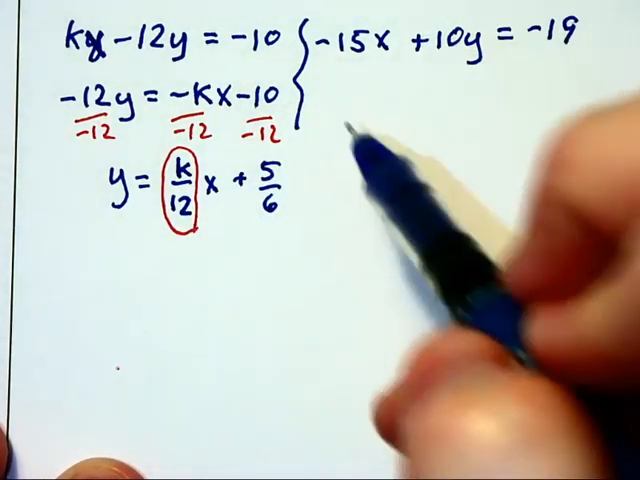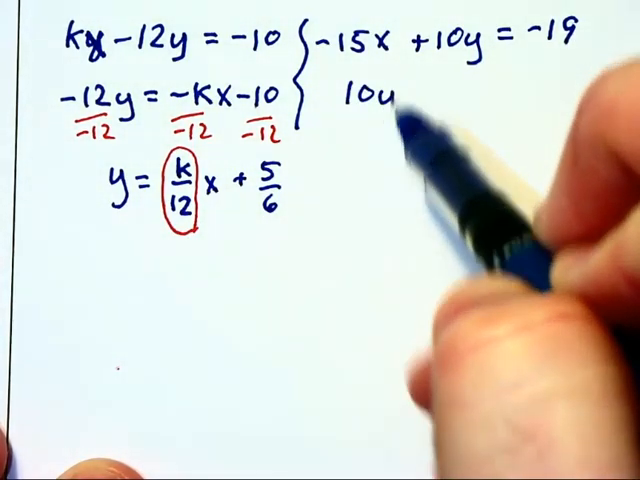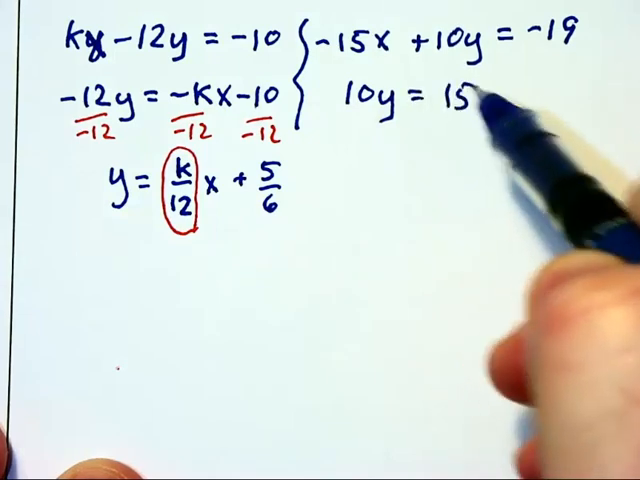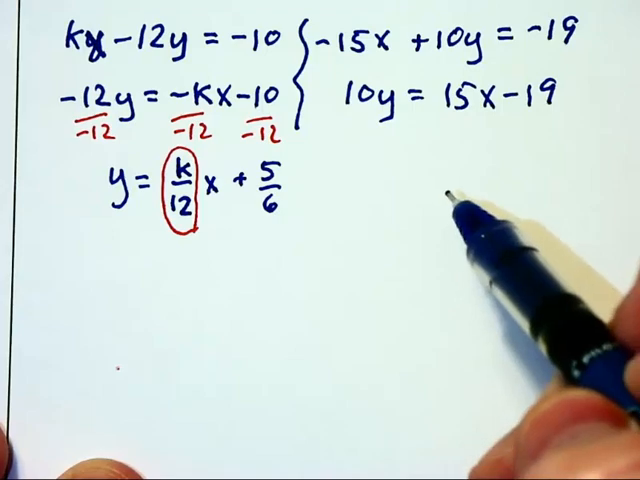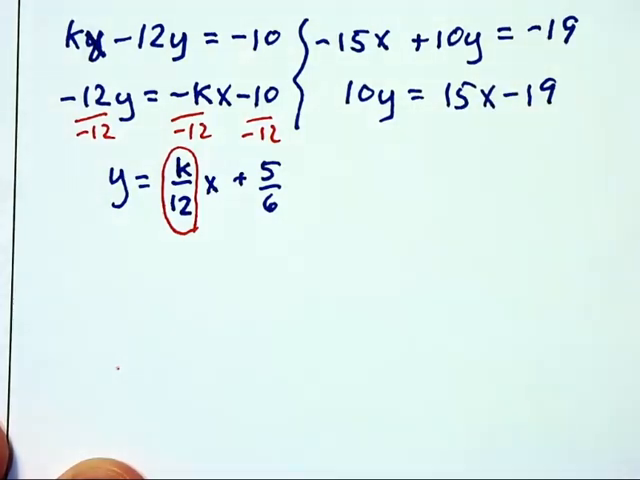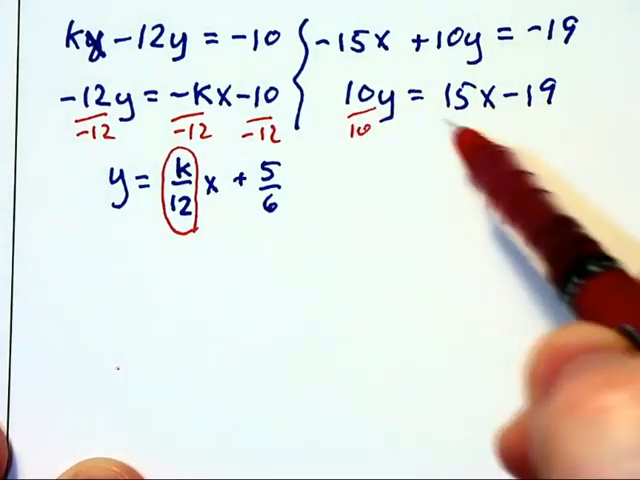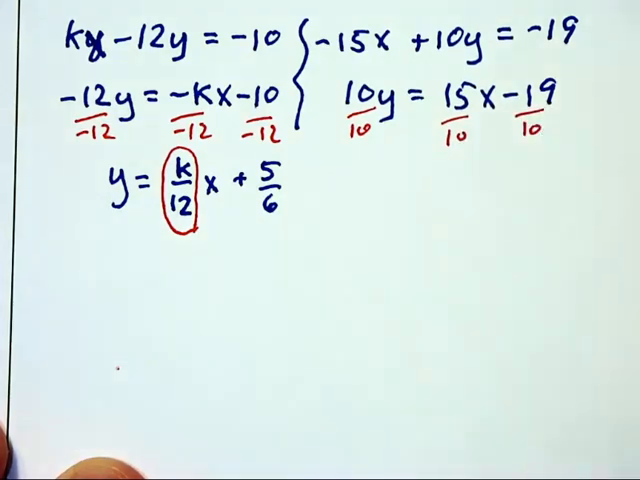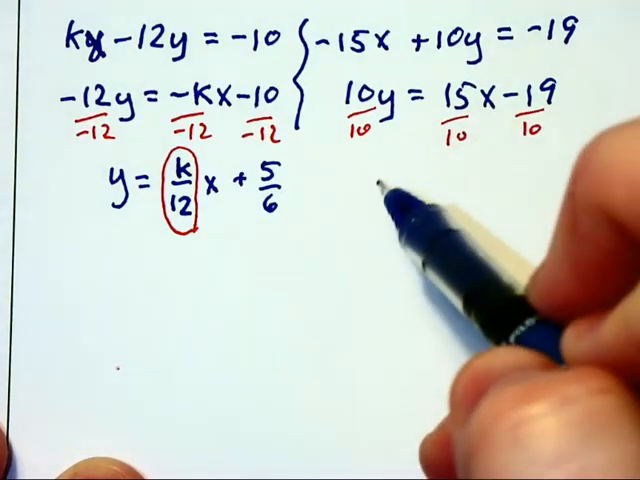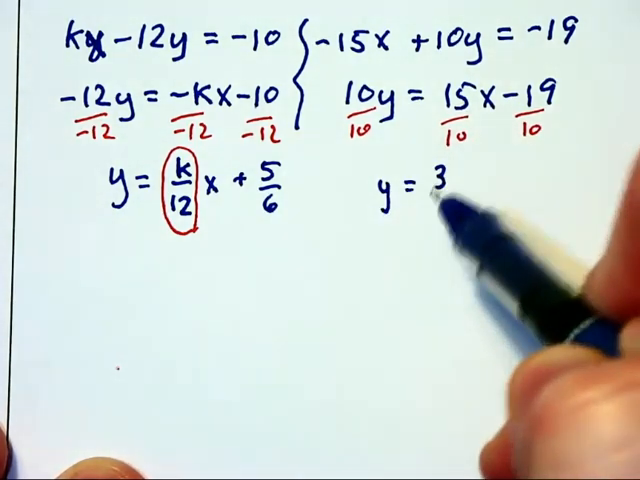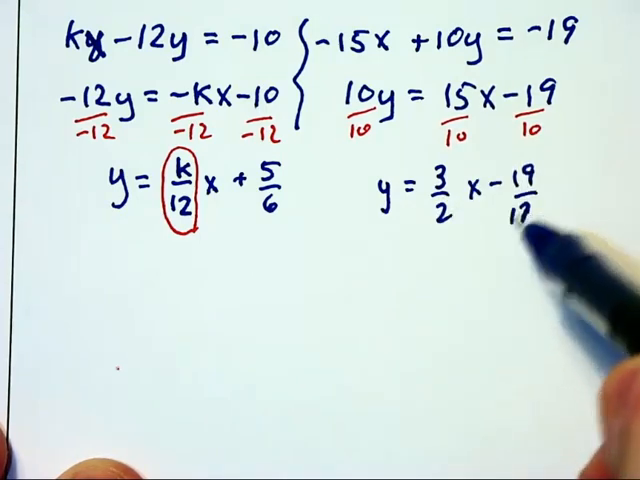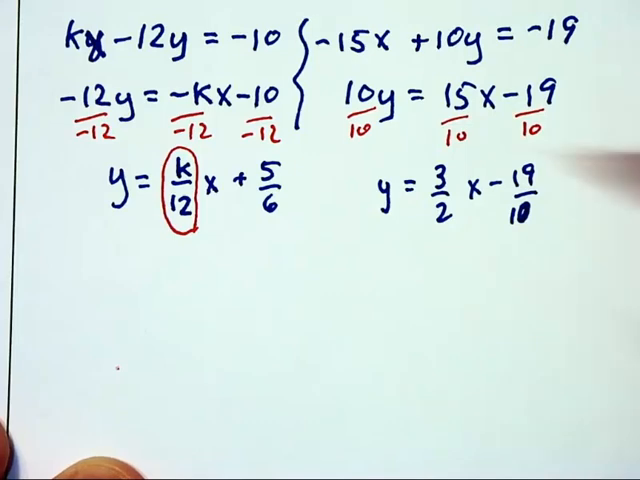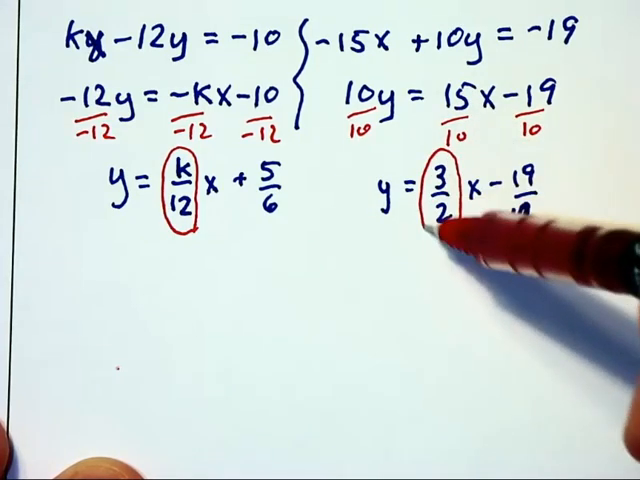In the second equation, we will have 10y is equal to 15x minus 19 after we add 15x to each side, and then we will divide through by 10 on each side of the equation, and that will give us y is equal to 3/2 x minus 19/10. Well, 3/2 is the slope of that line.